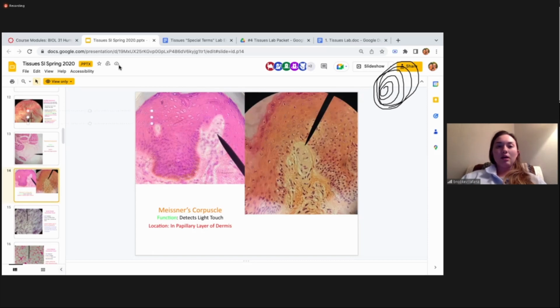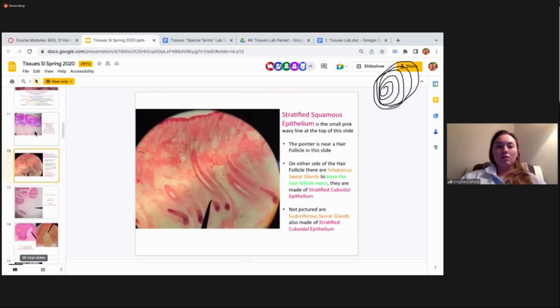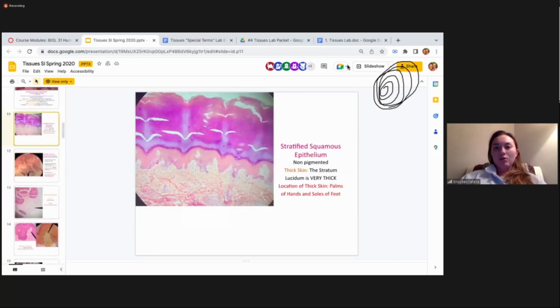So let's go back in time a little bit and we'll show you on this picture. I like this picture a little better. So this right here, you can actually see a Meissner's corpuscle in this picture. This is a Meissner's corpuscle visible here. You would not need to identify it on the lab exam that far away. So don't panic. You don't identify them from this much of a distance.